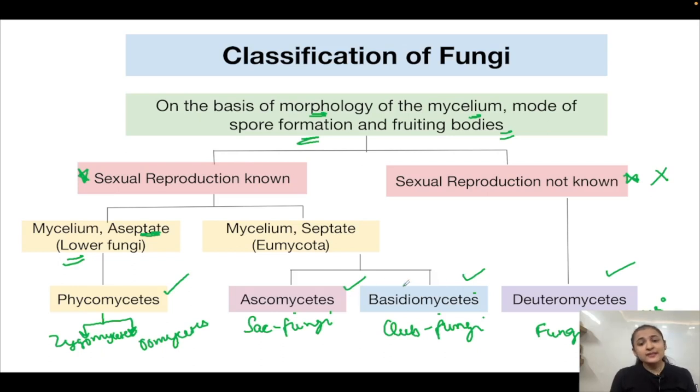In ascomycetes and basidiomycetes, the multicellular condition is seen where septa are present. So these are known as true fungi, also known as eumycota. Phycomycetes are the lower fungi. Ascomycetes and basidiomycetes represent the true fungi, which are multicellular, meaning septa are present in them. So this was about the classification of fungi into various classes. In our next lecture, we will study each of these classes in further detail.